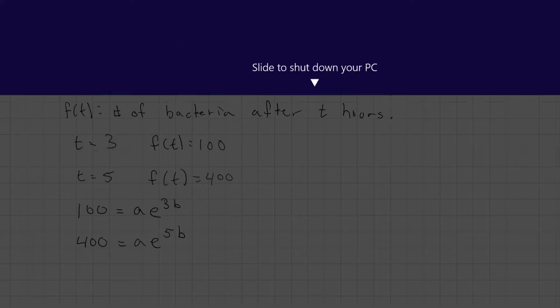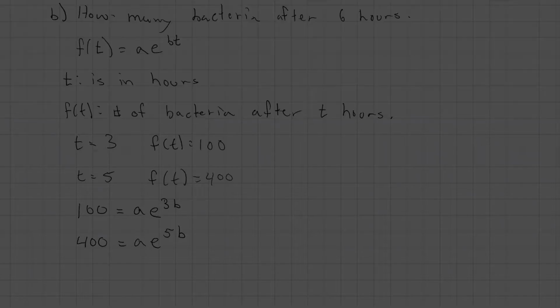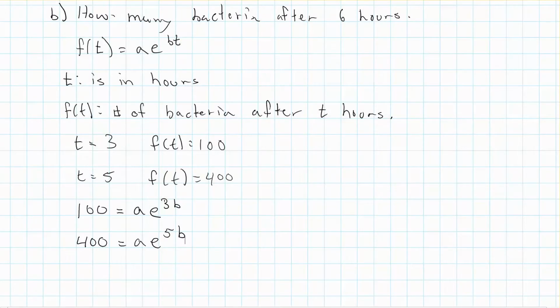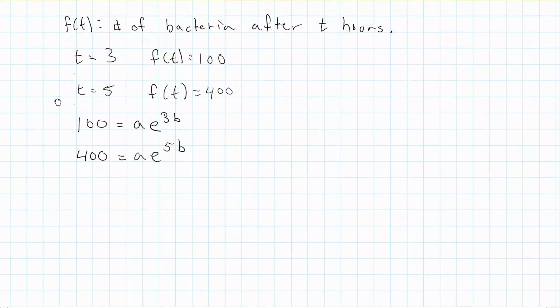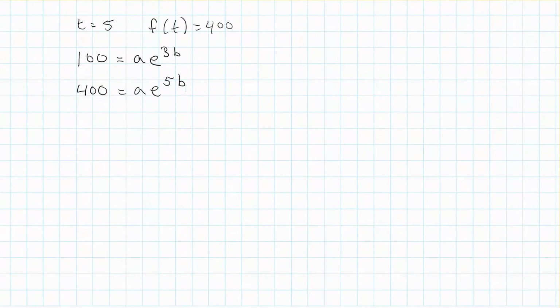And this is what gets people about this with these 2 equations and 2 unknowns. This is typically not one that you've seen ever before on how to solve them. Now, it turns out there is kind of a strategy to do this, and it's basically divide the 2 equations. So I'm going to have 400 is equal to a e to the 5b divided by 100 equals a e to the 3b.